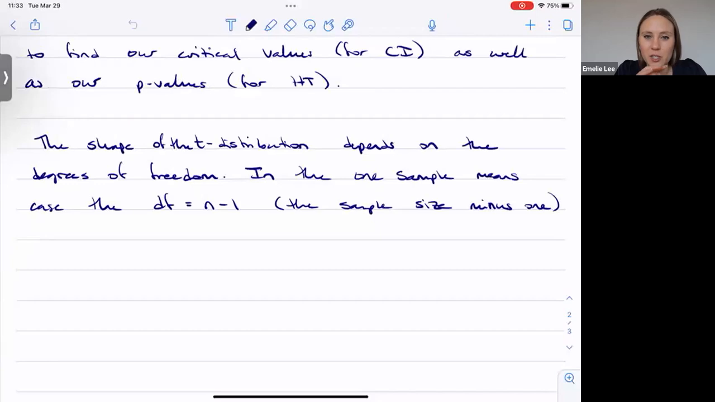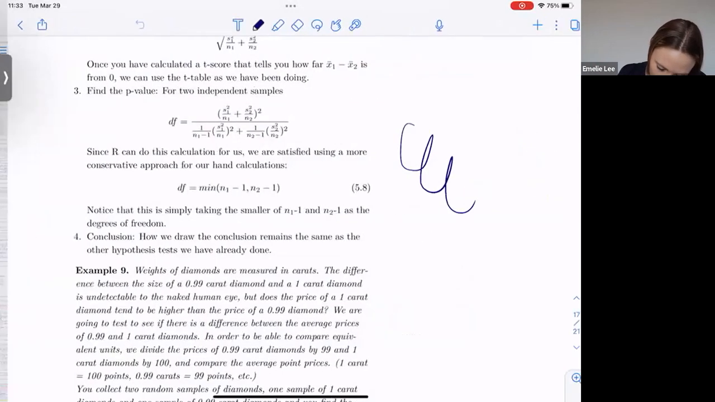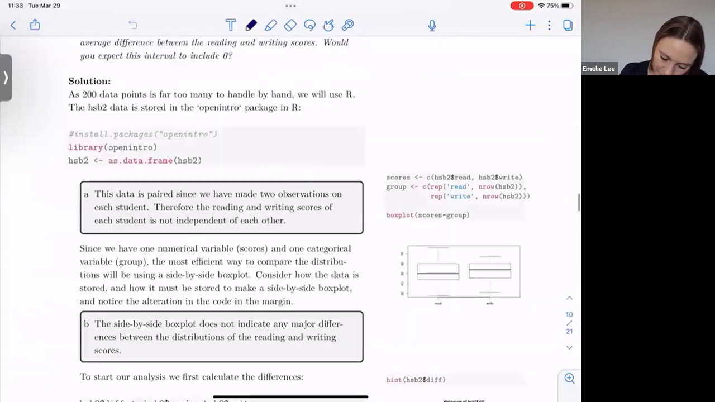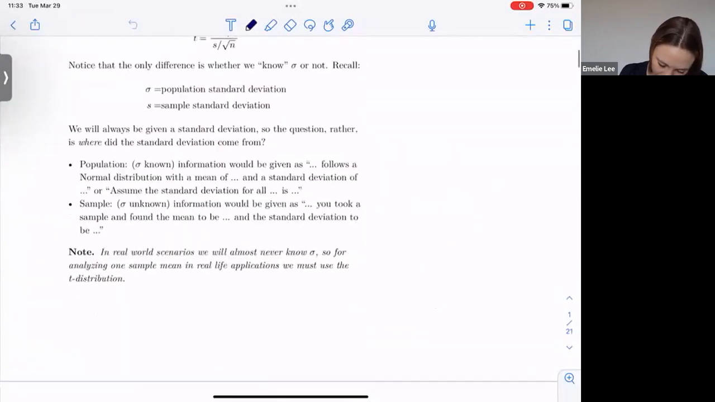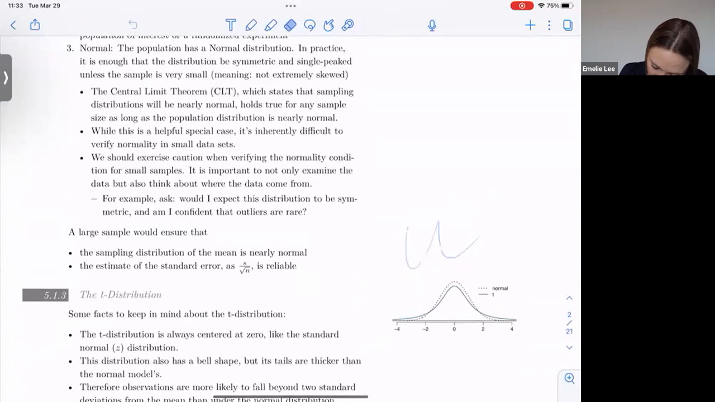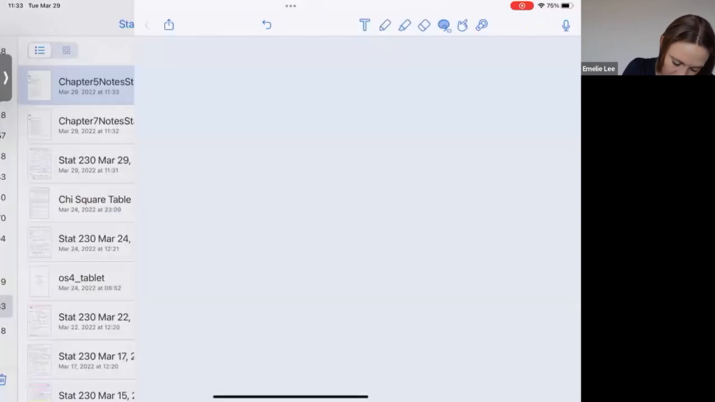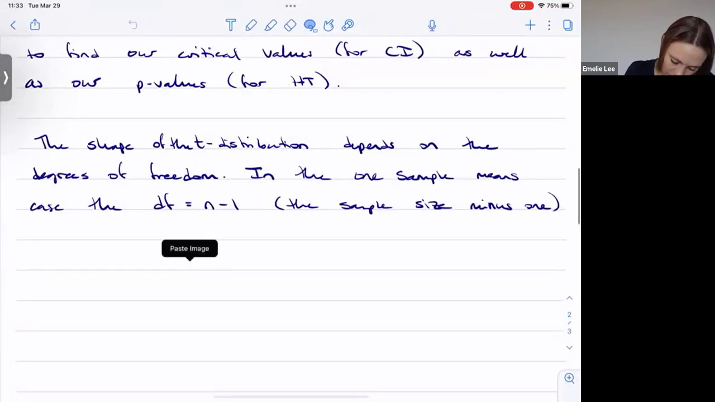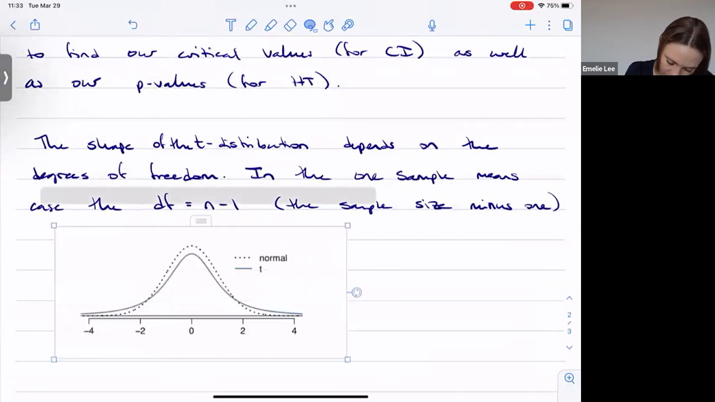So the shape of the t-distribution depends on the degrees of freedom. However, unlike the chi-squared, which was a skewed distribution, the t-distribution is approximately normal. Okay, and I've got a little graphic here that I wanted to show.